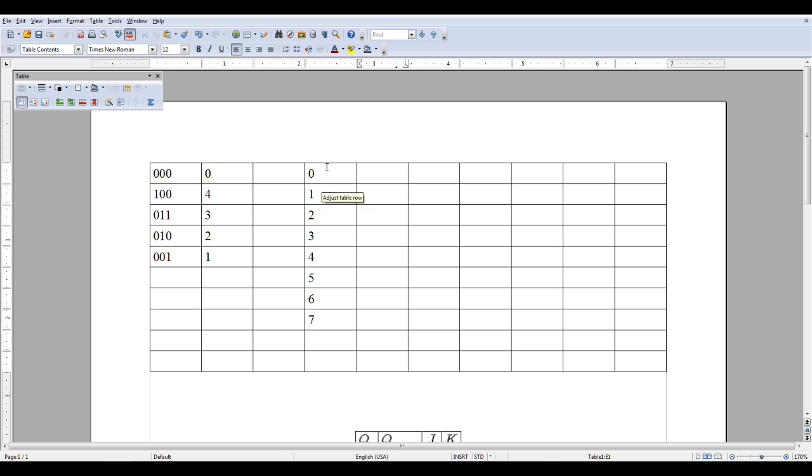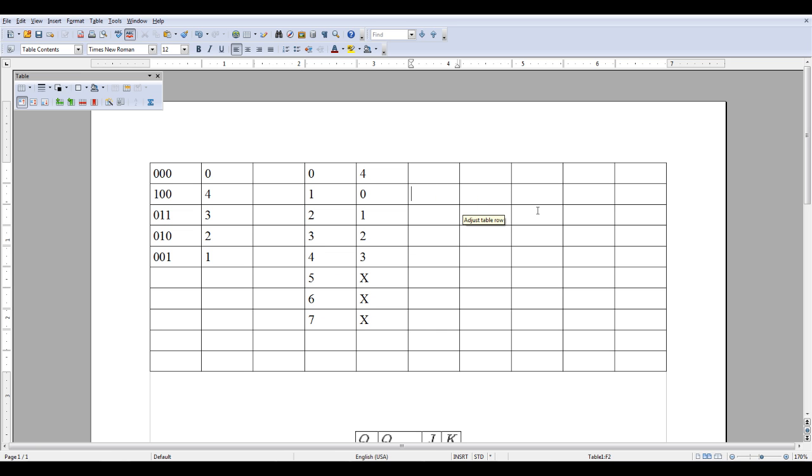So it's saying that when we're at 0, we go to 4. When we're at 4, we go to 3. When we're at 3, we go to 2. When we're at 2, we go to 1. When we're at 1, we go to 0. And we don't care about the rest.